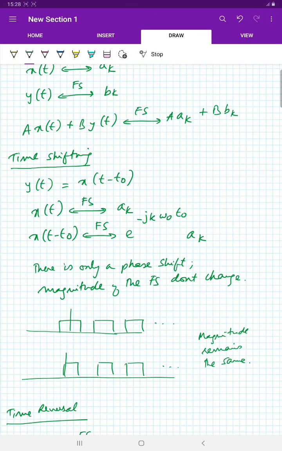This might seem like a strange result, but all these properties can be very easily derived by just substituting into the original Fourier series analysis and synthesis formulation. So just compute the Fourier series for this and you will be able to get this formula.